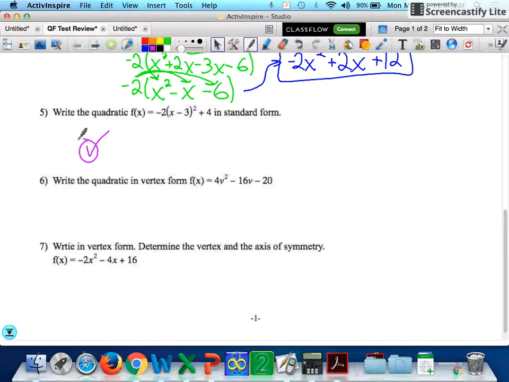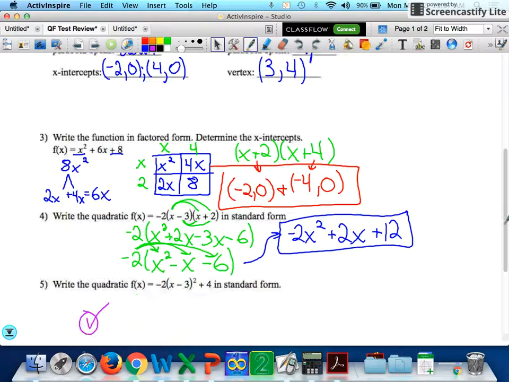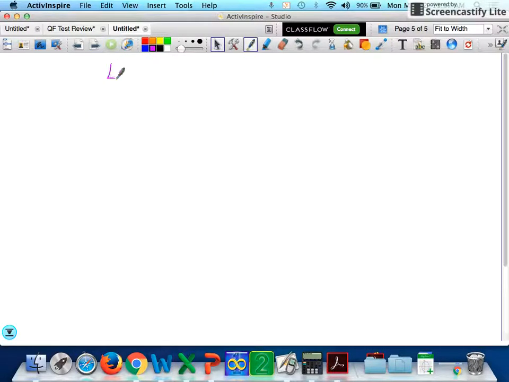Number 6, write the quadratic in vertex form. Okay? So remember, all the way back up at this, we identified all these different go-betweens. We're here in standard, and we want to go to vertex. That's what this problem's asking us to do, and it's what the next couple problems are asking us to do. Okay? So we've got 4v squared minus 16v minus 20. Okay? And we want to go into vertex form.